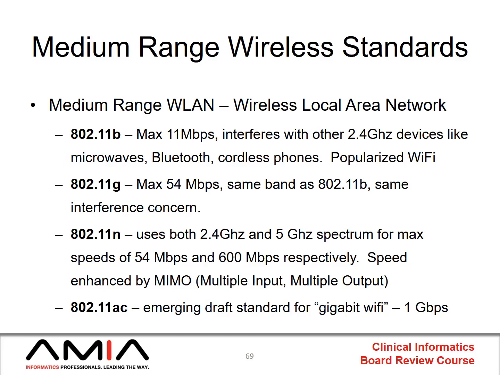And then there's the newest standard, or the current standard, of wireless AC. There may be some draft standards beyond AC, but AC is the one that is very ubiquitous. For a gigabit Wi-Fi, this is up to 1 billion bits per second, or 1 gigabit per second.